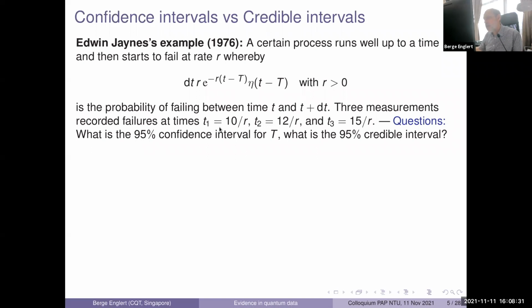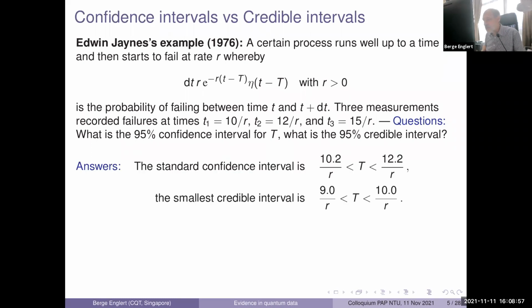So we take 3 measurements, and we observe a failure at time t1, which is 10 units of R, a failure at time t2, which is 12 units of R, and a failure at time t3, which is 15 units of R. And so you can ask now, what is the 95% confidence interval for the quantity that we want to determine? And what is the 95% credible interval? If you look at the standard answers, the standard confidence interval is bound by 10.2 and 12.2 units of R, and the smallest credible interval is bound by 9 and 10 units of R.